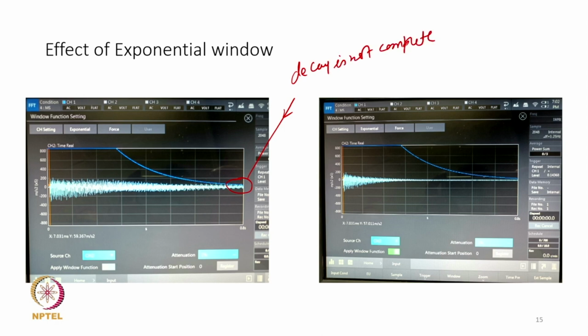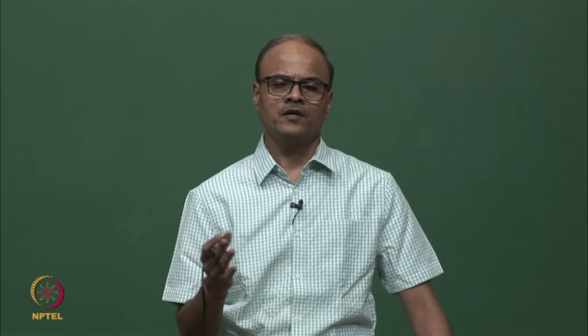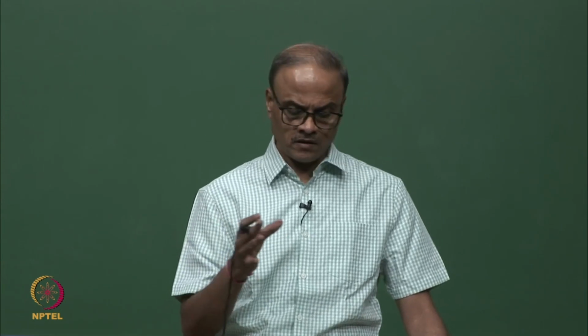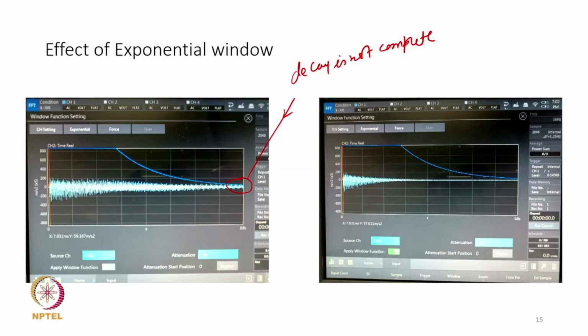When we take its FFT, what is going to happen? There will be some leakage. We studied in the lecture earlier that when the signal does not decay completely, then when we take the DFT, the signal is assumed to be periodic, and because of that there would be a discontinuity in the signal, and that would lead to leakage. So on the right hand side the figure shows that the exponential window has forced the signal to decay or attenuate almost completely, and that helps to reduce the leakage.